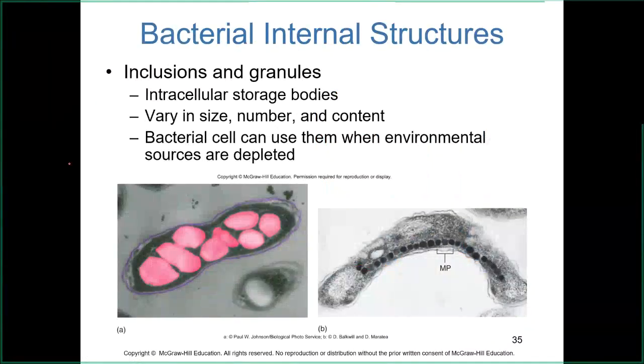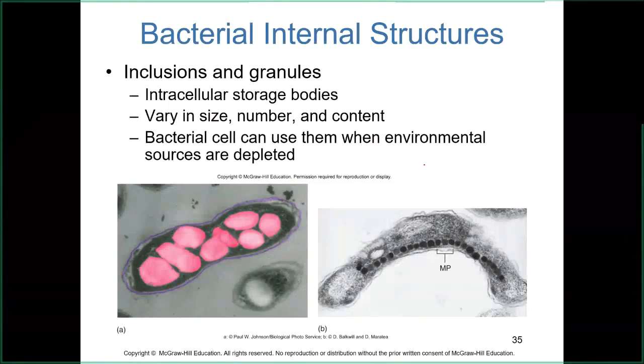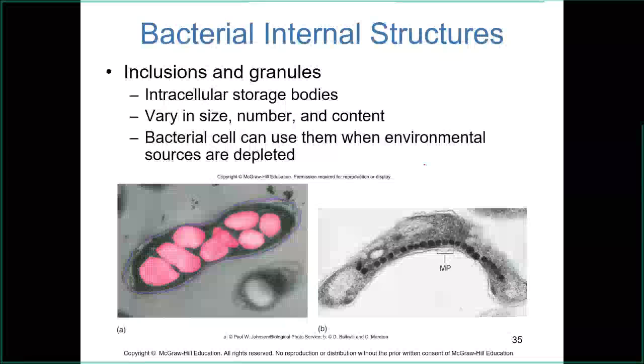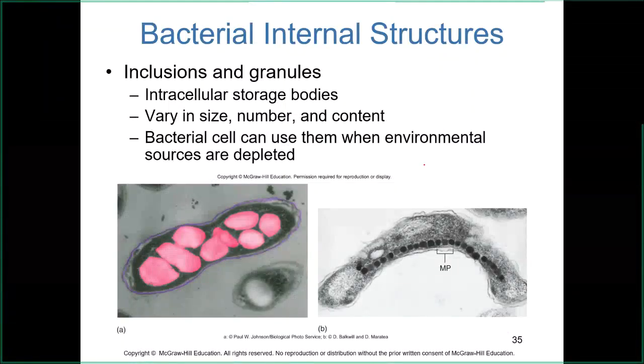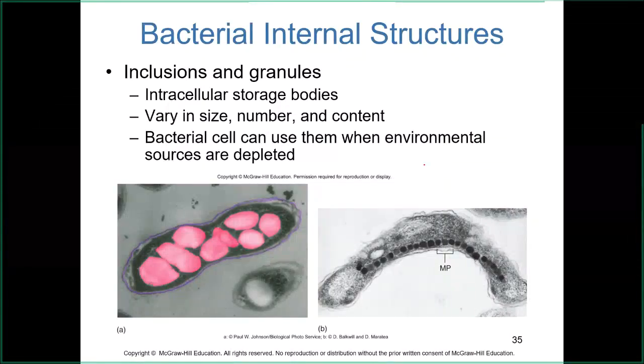Inclusions and granules are bodies that contain materials needed by the cell for the future. Usually limiting kinds of nutrients are stored away in these kinds of structures. Phosphate would be one of them. Iron, sulfur, and some other things like that may be stored away in granules, especially when those materials are limited in the environment.